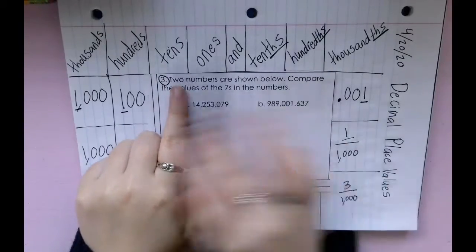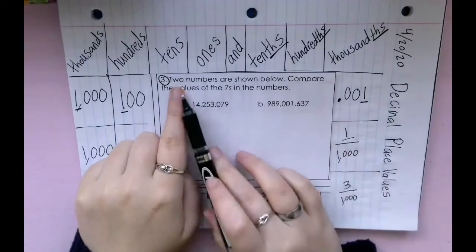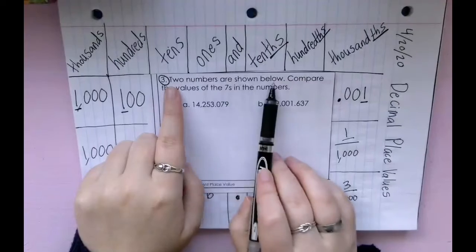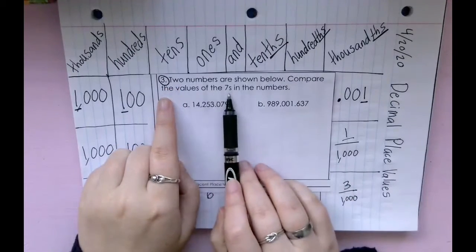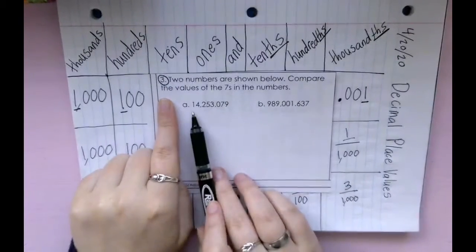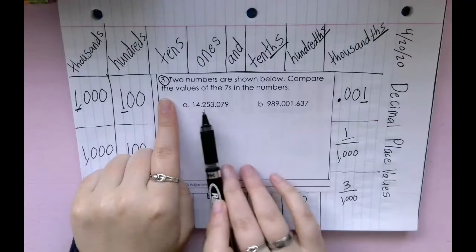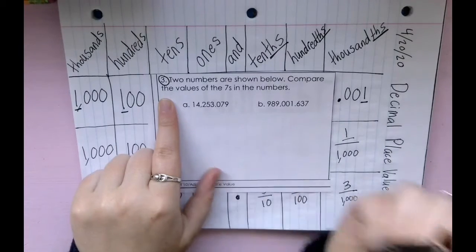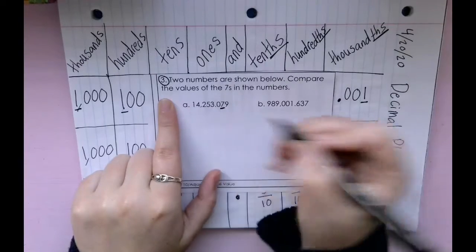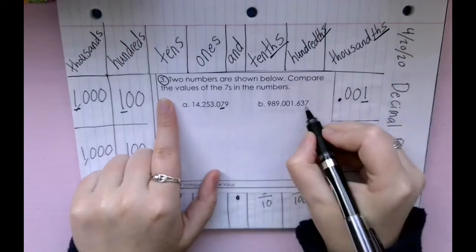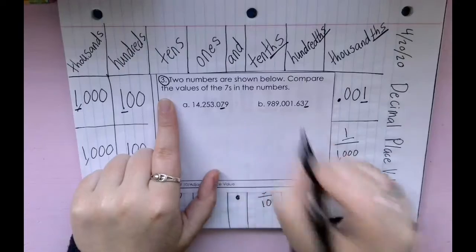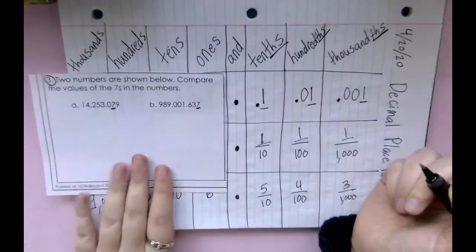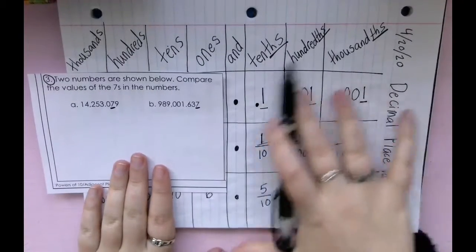This one will help you understand the place value differences. So it says 2 numbers are shown below. Compare the values of the 7 in the numbers. So looking at the first number and the second number, it looks like we have a whole number side and a decimal side. And I'm actually just going to underline where the 7 is, so you can see it a little bit better. I noticed that they're both on the decimal side, so I'm going to move it over here so you can see the decimals here.